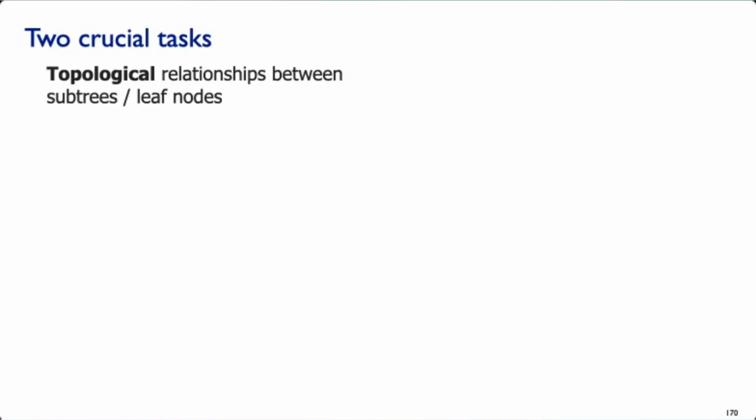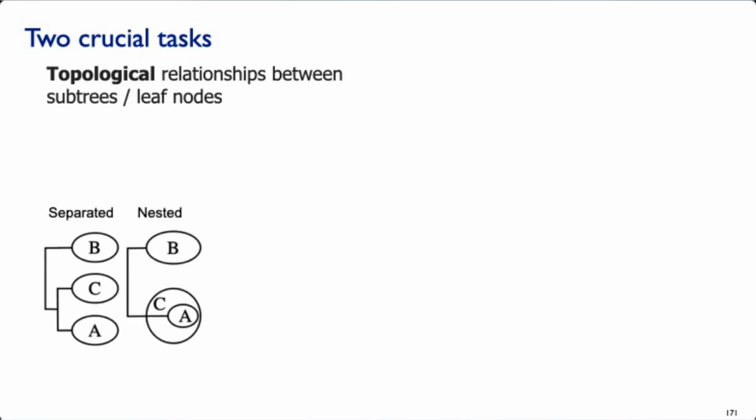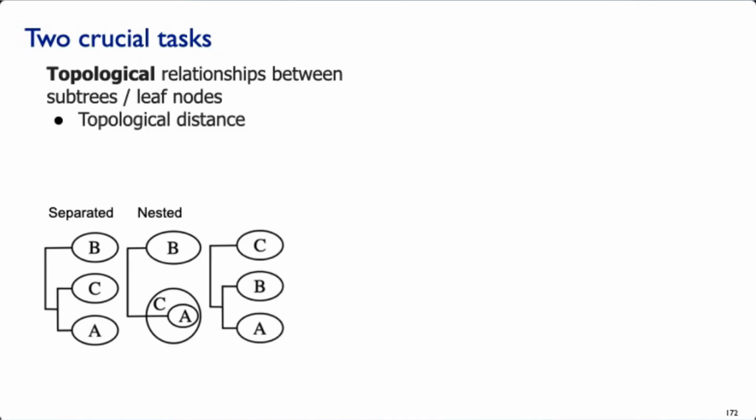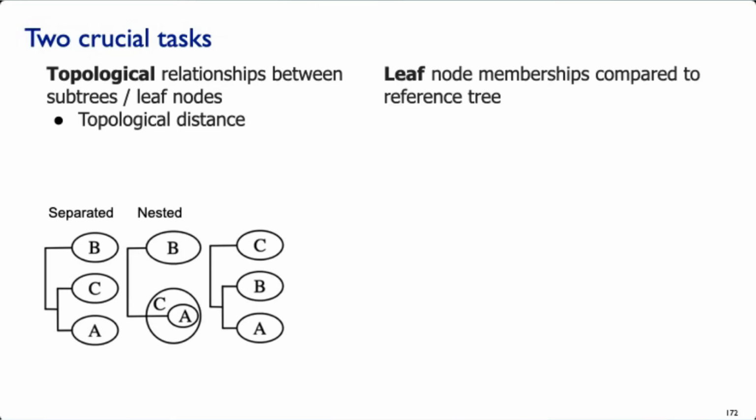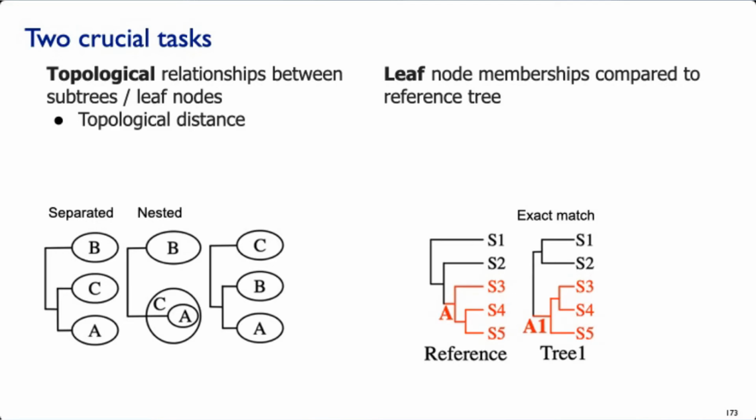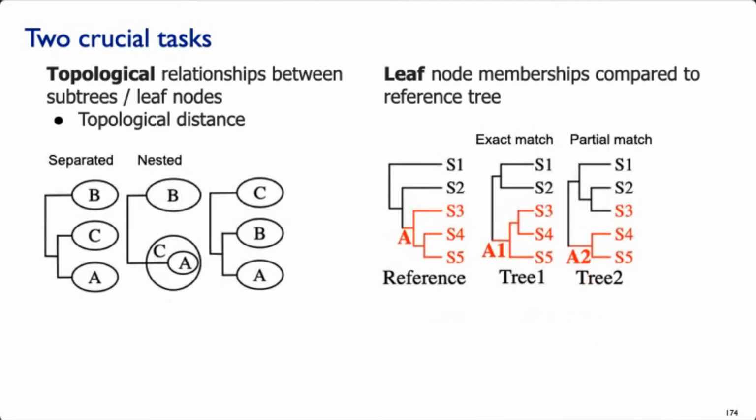The tasks are, first, to understand the topology. What's the topological relationship between some subtree and leaf nodes? For example, are they separated? Is one nested within the other? What's the topological edit distance between one leaf node and another leaf node found by traversing the tree? The other task is about understanding the memberships of leaf nodes compared to the reference tree. Let's say you've got some subtree in the reference tree and you want to understand, is there an exact match in some other tree? Or is there only a partial match between where a subtree is in one of the reference trees compared to that new tree?